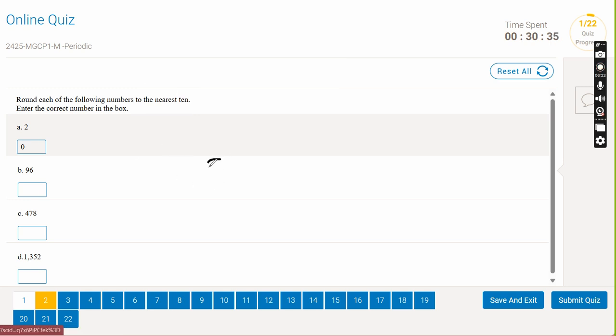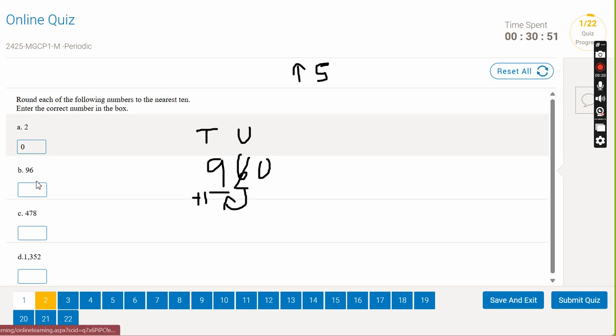The next one, 96. Again, you will be doing the same thing. Here is the tens, here's the units. The 6, let me write that again. It's 5 or more than 5. Yes, it is. It is 6. So we'll be adding plus 1 here, and the number beside it will become 0. So then it will be 100 because we added plus 1 there.